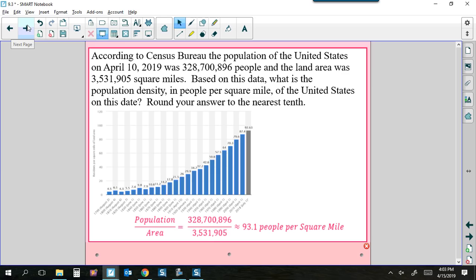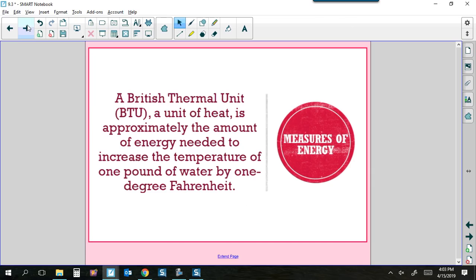All right, turn the page. We should now, if you're using guided notes, be on page 26. The last thing we're looking at are BTUs. British Thermal Unit. It is a unit of heat, and it is approximately the amount of energy needed to increase the temperature of 1 pound of water by just 1 degree Fahrenheit. Pretty neat.